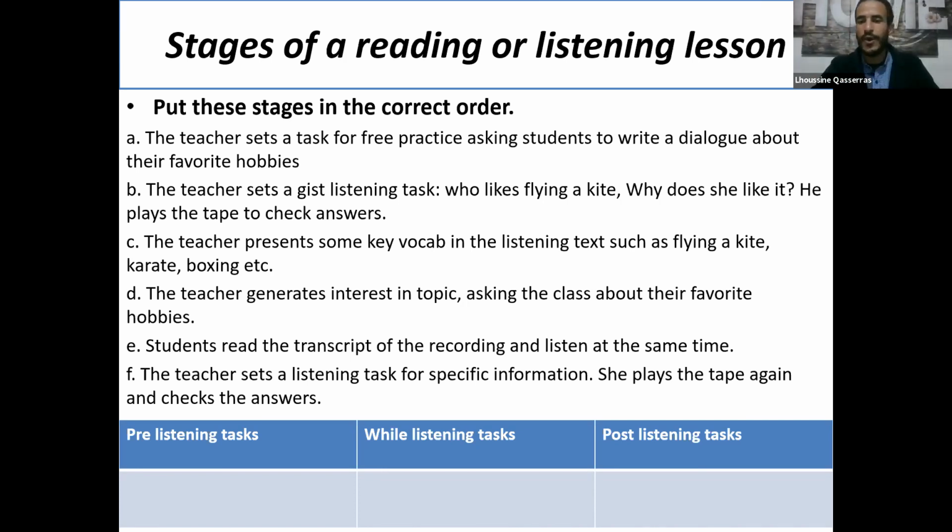Can we do number 1 all together? The teacher sets a task for free practice, asking students to write a dialogue about their favorite hobbies. It's post listening. Do you agree? Yes, we agree. So let's just write it, then we can discuss later. So here we said A is the post. Okay, good. Now 5 minutes. Work alone.